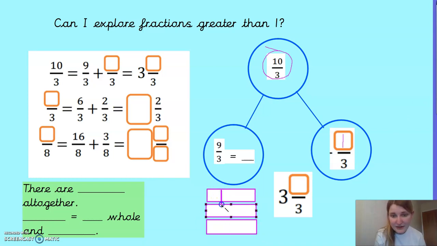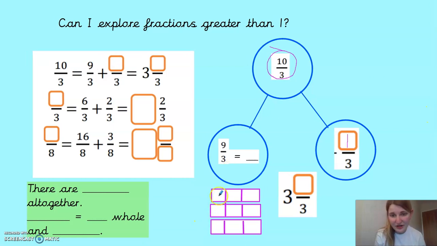9 thirds. Well, if I do roughly, so that's split into 3 equal parts. So's that, and so's that. And if we look at colouring them in, I think you guys can see straight away. 1, 2, 3, 4, 5, 6, 7, 8, 9. That equals 3 wholes exactly, doesn't it? So 9 thirds there equals 3 wholes. I've got my 1 left. So 10 thirds is the same as saying 3 wholes and 1/3 there.